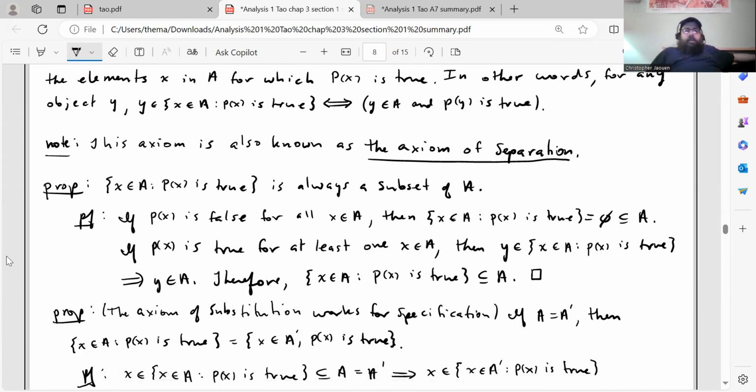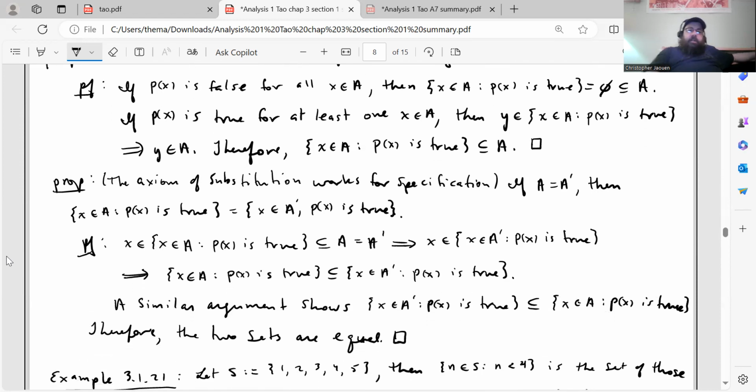Okay, another proposition that Tao just states and asks you to prove. The set of all x in A such that P of x is true is always a subset of A. So here's my proof. If P of x is false for all x in A, then the set of all x in A such that P of x is true is the empty set, and that's a subset of any set. So in particular, it's a subset of A. If P of x is true for at least one x in A, then y, an element of the set of all x in A such that P of x is true, implies y is an element of A. Therefore, the set is a subset of A. And that's the proof. Right?